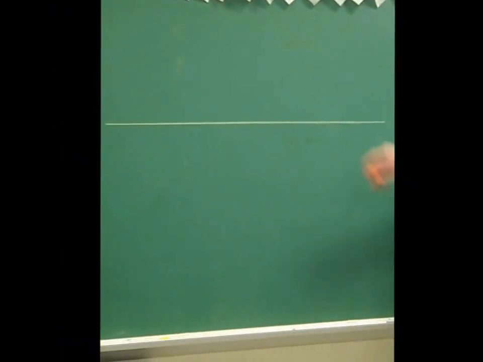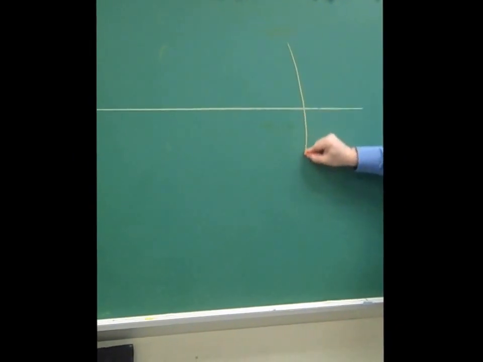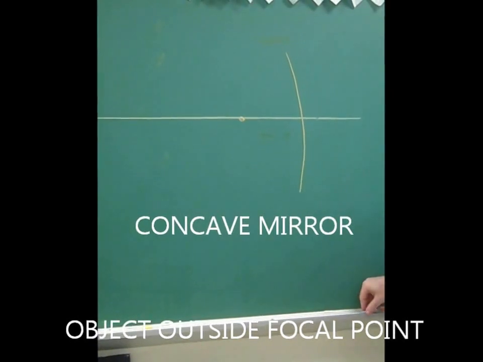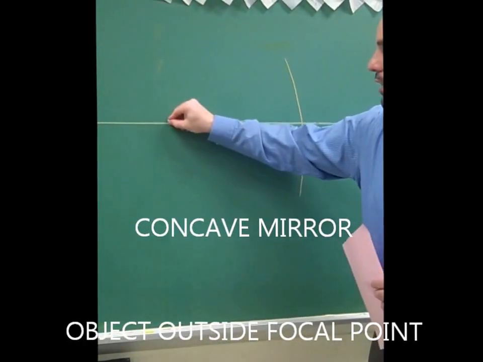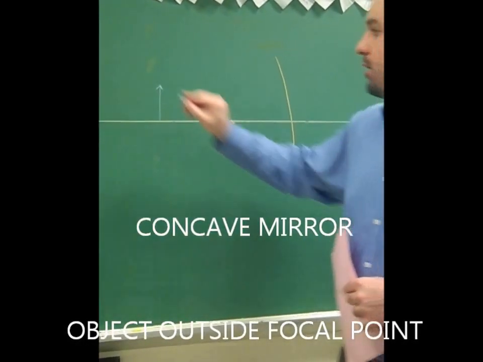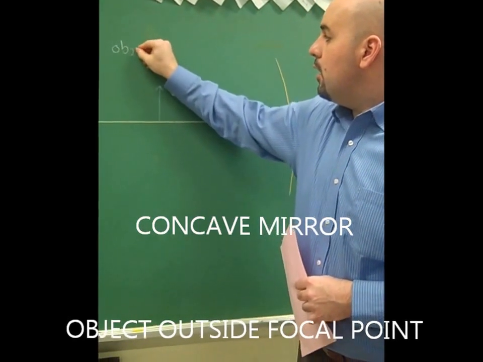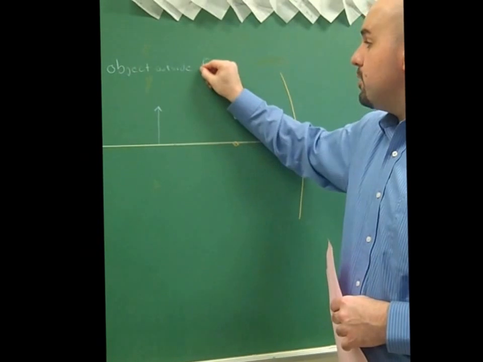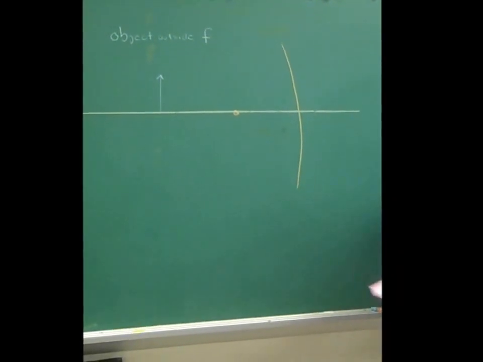concave mirrors. Take a look at this, the principal axis. I'm going to draw my concave mirror here, and I'm going to draw a focal point at some point there. And now I'm going to draw my object outside the focal point. I'm going to write object outside focal point. And we're going to draw 2 light beams here.